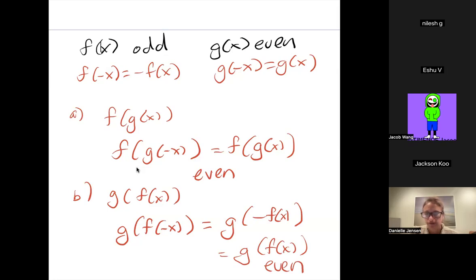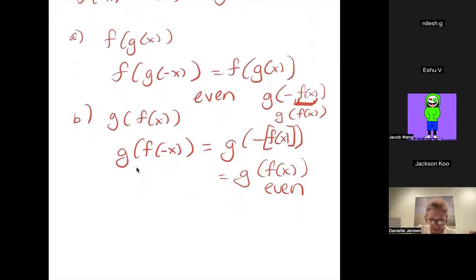Wait, but I thought the negative had to be inside for it to be even. But so we're rewriting it. Think of it, we're now doing the outer function. We already did f of negative x, and f of negative x is negative f of x. So now when I think about what g of a negative function is, remember this is the inside of the g function right now, because it's a composition. So if I'm doing g of negative something, this is just the same as g of the positive counterpart of it. So it's even. Yes. Okay.